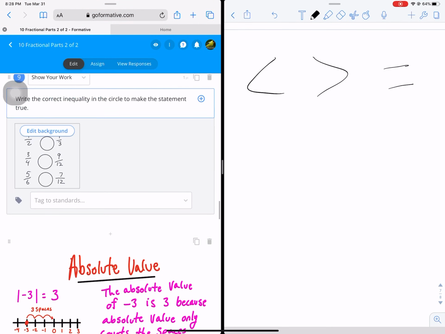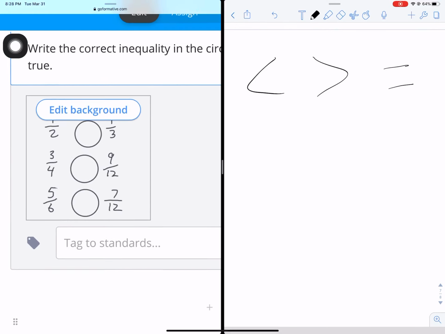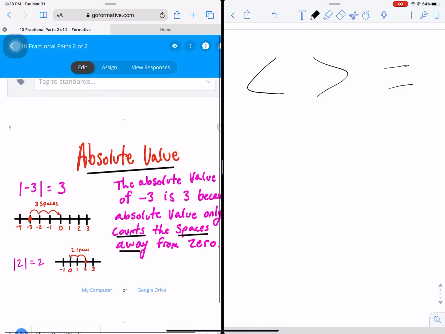Okay. Same thing here with fractions. If you need to divide those in a calculator to figure out which one's bigger or smaller, you can do that. You can use a calculator.